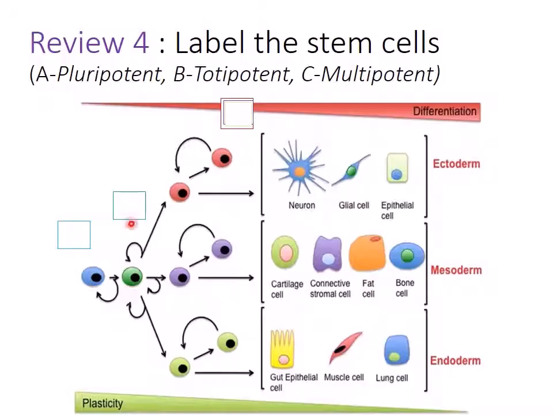And then this next one can produce any of the 3 germ layers. And then the last row, like either the red one or the purple one or the green one, can produce only one of the types of cells. So if we look here, the blue one is going to be B, totipotent. The green one is going to be A, pluripotent. And then the red one or the purple one or the lighter green one would be multipotent cells.